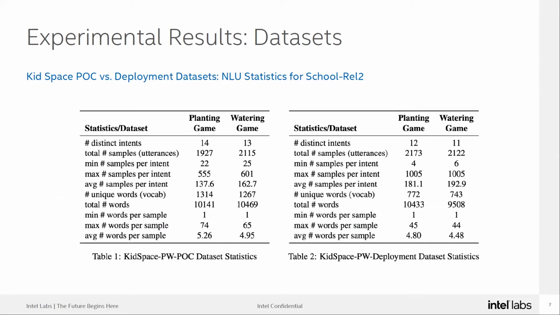So this is the dataset statistics. On the left, we are showing the proof of concept dataset. This means that we actually start from the UX script. We have a user experience team. They have interviews with the teachers, parents. So they kind of envision what kind of interactions the kids would have with such an agent, and what they would probably say to the agent, or what kind of utterances we should expect. So we started from there.